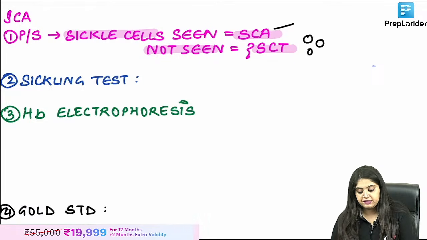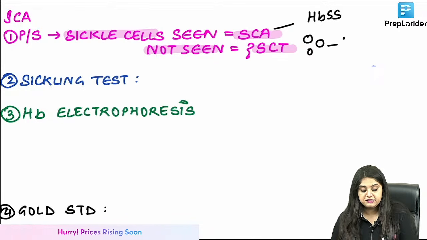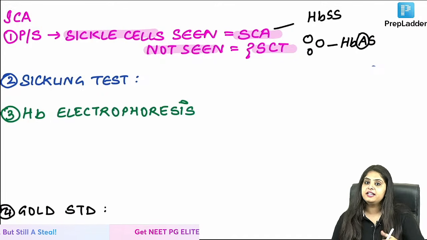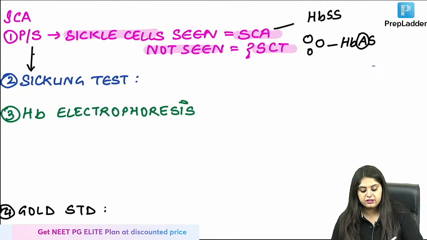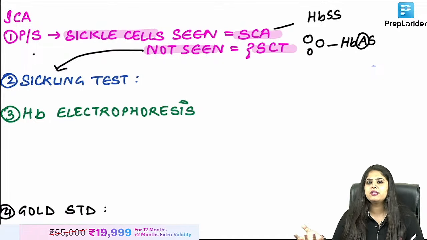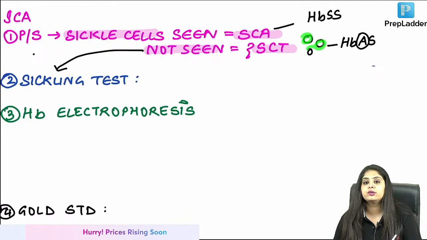Trait would mean what? See, sickle cell anemia means HbSS. All hemoglobin is sickled. Sickle cell trait means HbAS. Because of this adult hemoglobin, the sickle cells are hiding. What is the next thing that you do? I will go in for the Sickling test. Very good, guys. How should I make them show their real colors? They are currently not showing their true colors.